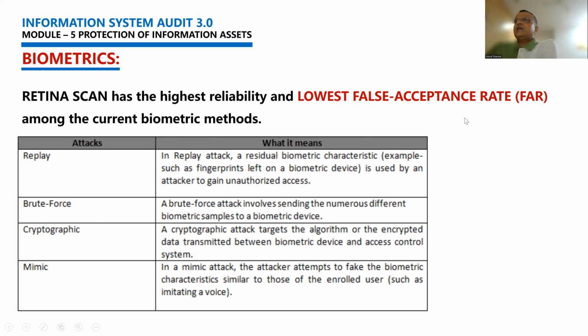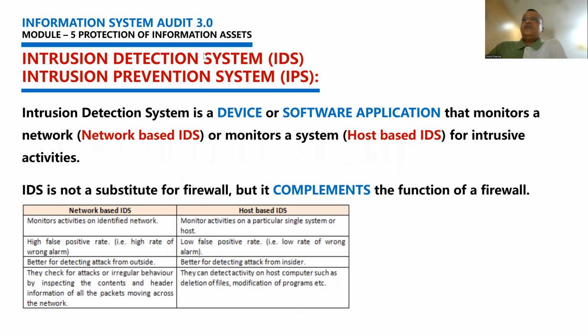Now we'll talk about the intrusion detection system and the intrusion prevention system. Intrusion itself means some unauthorized person getting access to a particular facility or a particular system. Now, an intrusion detection system is a device or a software application that monitors the network, which is a network-based intrusion detection system, or monitors a system, which is a host-based intrusion detection system, for intrusive activities.